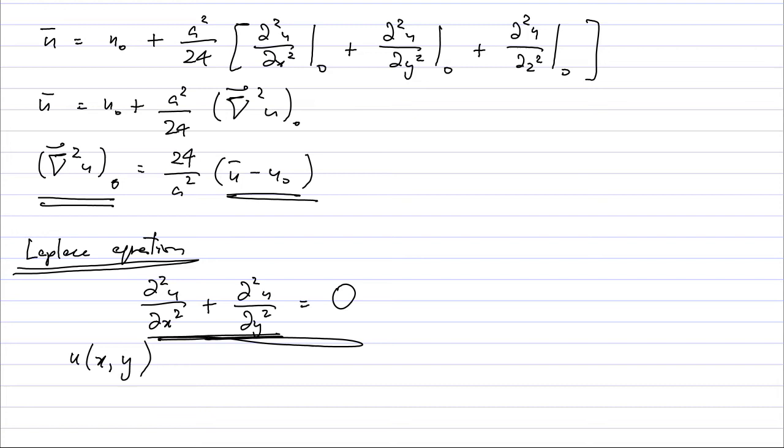First of all, this is a second order partial differential equation, because you have the derivative with respect to x and y both appearing twice. And this is a linear partial differential equation. If you have two solutions, you can add them up, and the sum is also a solution, exactly like ordinary differential equations.